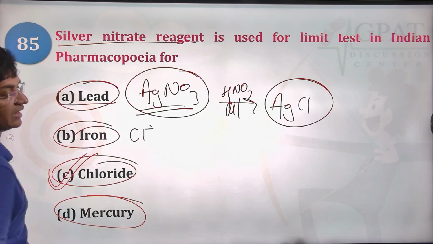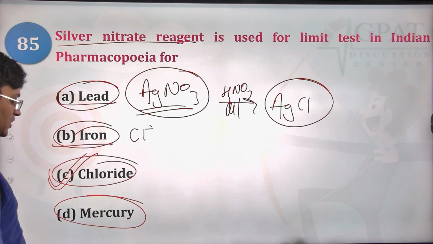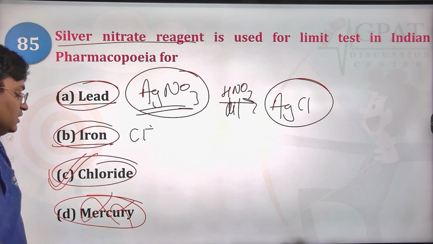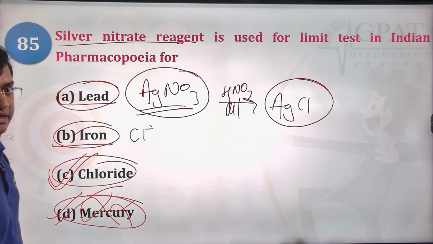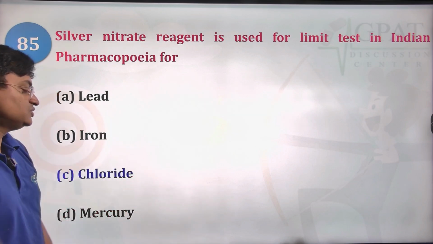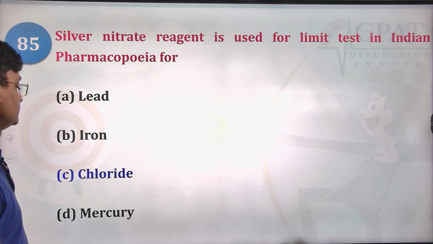Lead uses diphenyl thiocarbazone. Iron uses thioglycolic acid, and mercury is not related to a specific reagent. These are heavy metals, so this will be used by the heavy metals. So C is the right answer of our question. That is, chloride uses AgNO3. C will be the right answer.